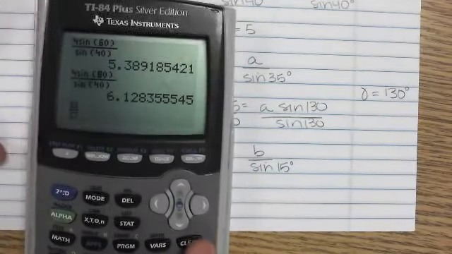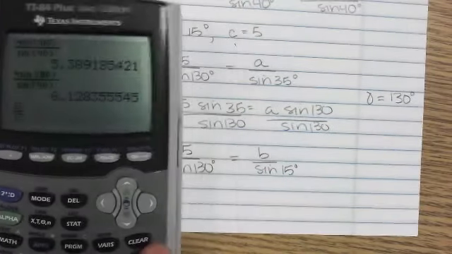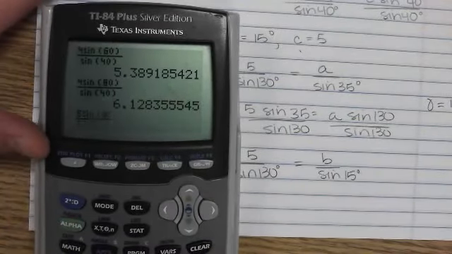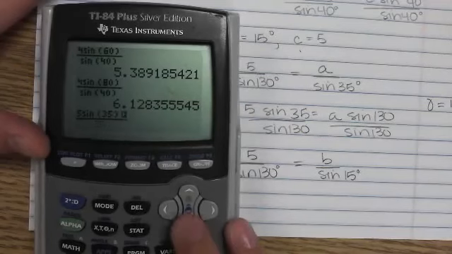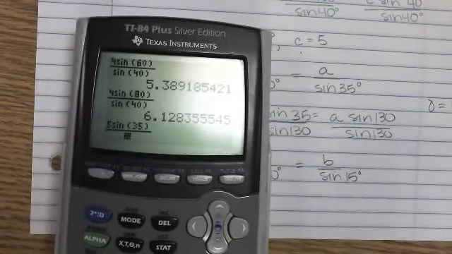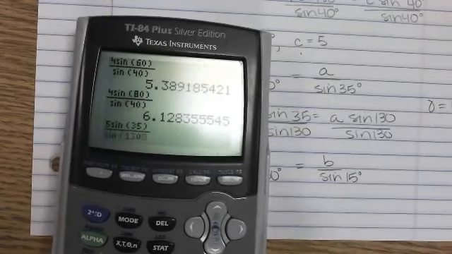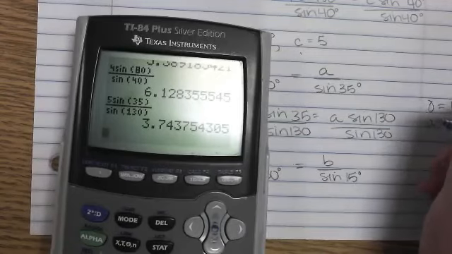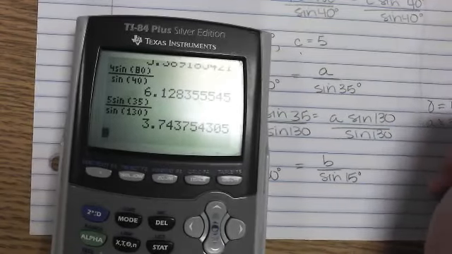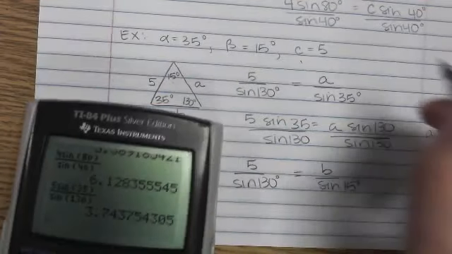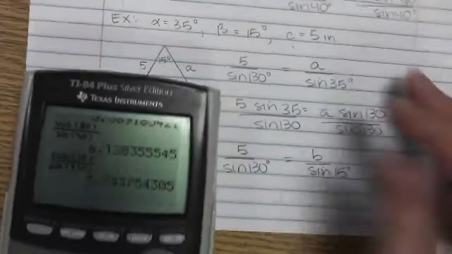So 5 sine 35 divided by, let's do it so you can actually see it, divided by sine 130. So we'll say A is approximately 3.7. I didn't give you guys units. Let's go back up here and put inches. We're going to make this inches.